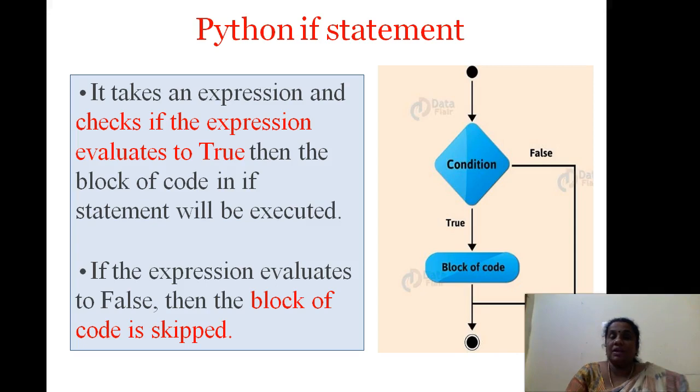What is the if statement? Here, the condition will be evaluated. If the condition is true, the block of code will be executed. If the condition is false, the block of code will not be executed. That code will be skipped. You can see the flowchart and understand what the if statement is. If the condition is true, it will go for the block. If the condition is false, it will come out and will not execute that block at all. This is the concept of the if statement.